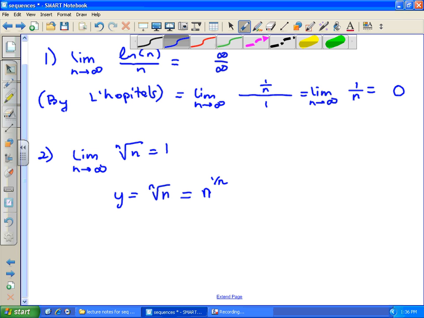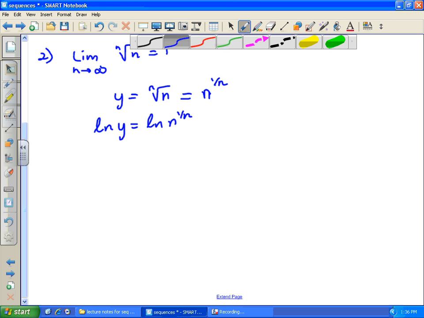Anybody? To find the limits? Excellent. Kevin had the right idea. Apply natural log to both sides. So if you have a variable base and a variable power, you're trying to prove a limit. First, apply ln to both sides. So here we have ln y is equal to ln of n to the 1 over n. Then bring the power down. ln y equals 1 over n times ln of n.